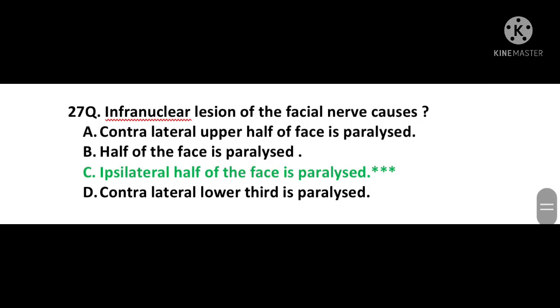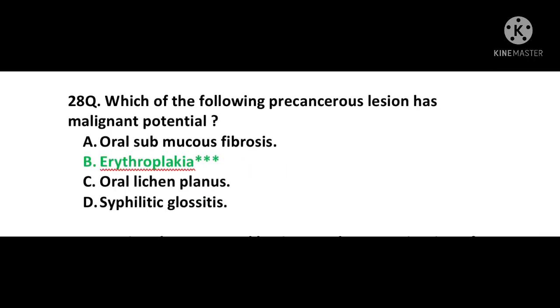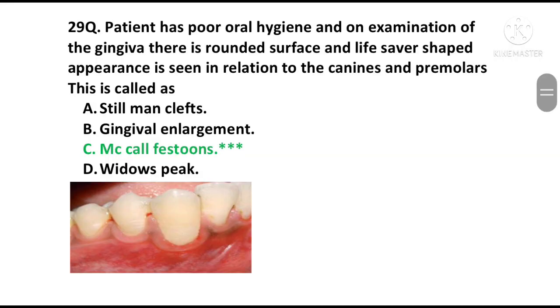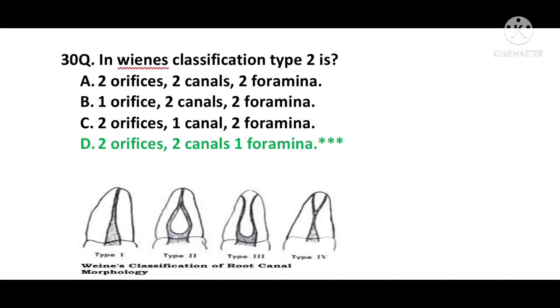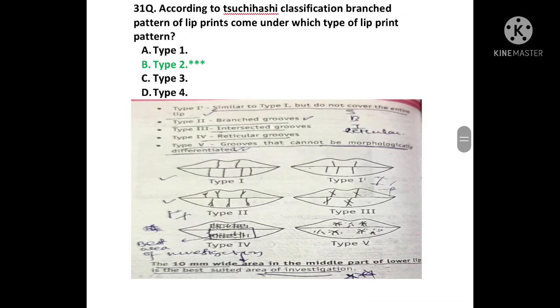Intranuclear lesion of the facial nerve causes ipsilateral half of the face to be paralyzed. Which of the following precancerous lesions has malignant potential? Erythroplakia. Lifesaver shaped appearance or McCall festoons. Apostrophe shaped appearance or Stillman clefts. In Vertucci classification, type 2 is 2 orifices, 2 canals and 1 foramen. According to Tsuchihase classification, branched pattern is type 2.